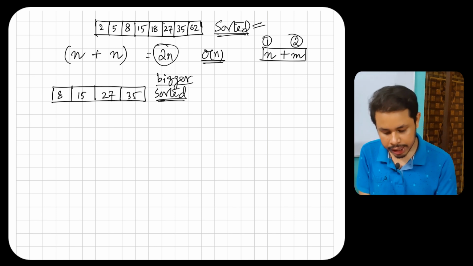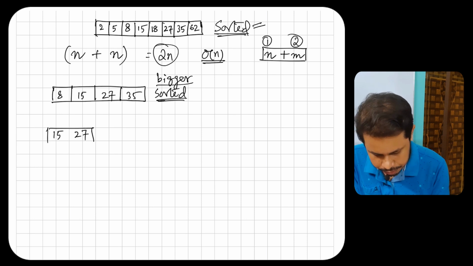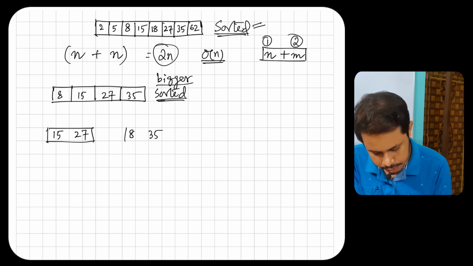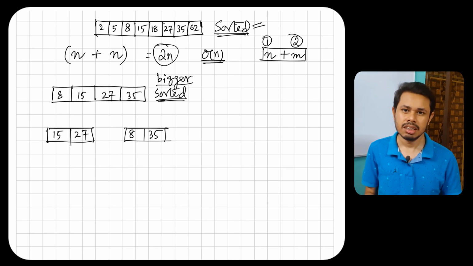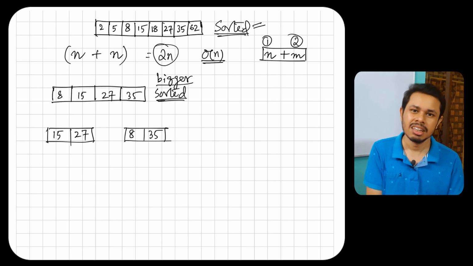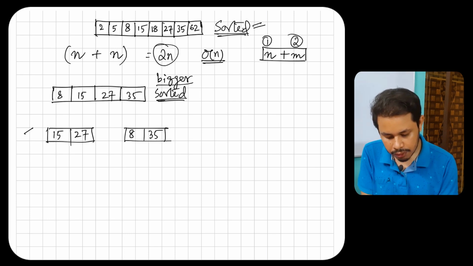So we can have an array combination like, let's say the first array takes 15 and 27. The second array might be 8 and 35. So this could be our two smaller arrays, right? It could be anything. It could be 15 or 35, or it could be 27 or 8, whatever. But let's consider this was our previous array.